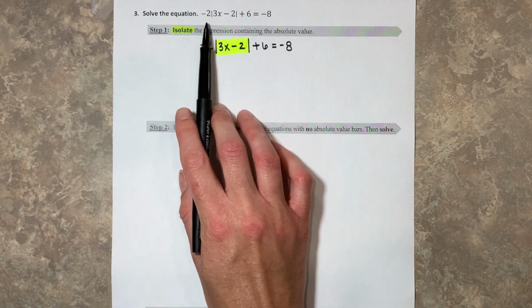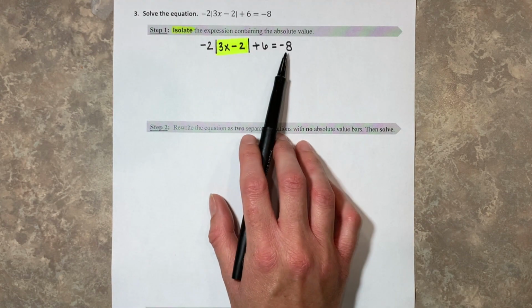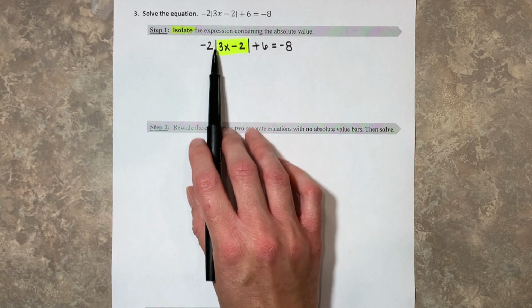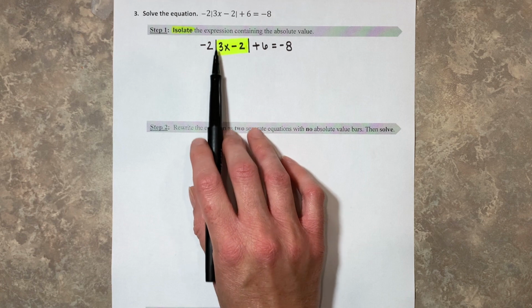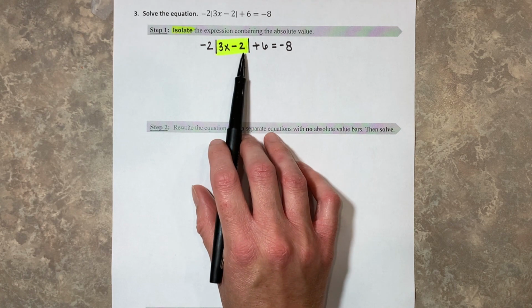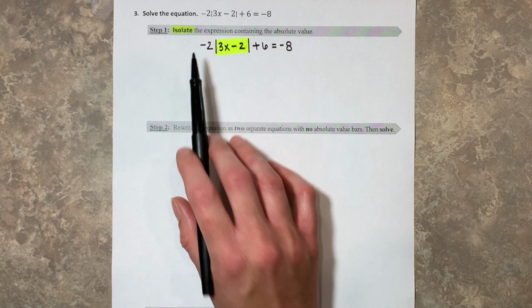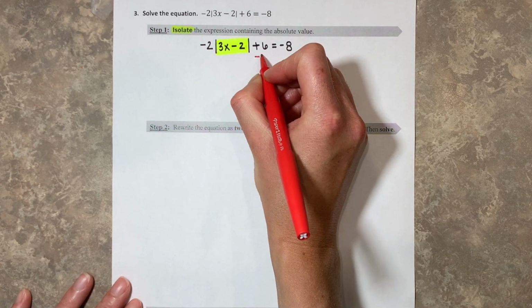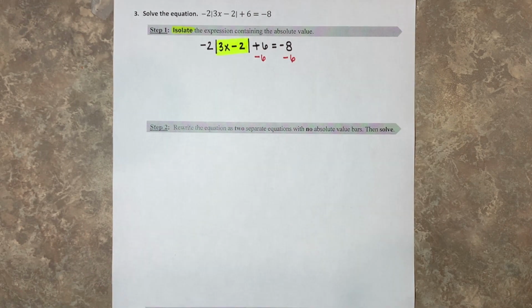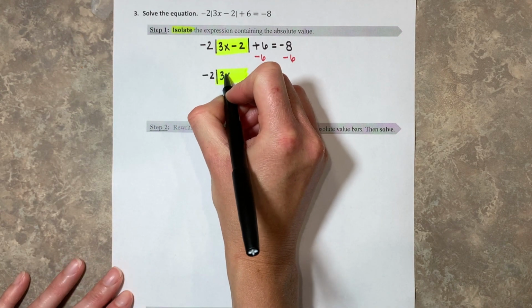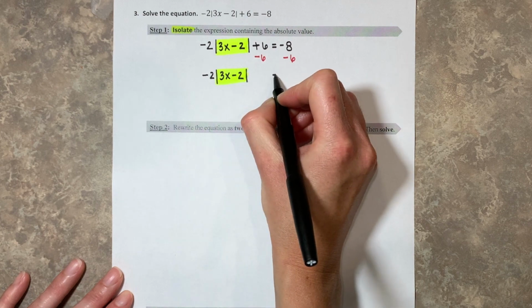So I've copied down the original problem and I've highlighted the part that we want to isolate. We want to isolate this absolute value expression right here. Everything outside of these absolute value bars on the left side, we want to get rid of. So we need to get rid of the 6 and the negative 2. To start, let's subtract the 6. And that will leave us with negative 2 times the absolute value of 3x minus 2 is equal to negative 14.